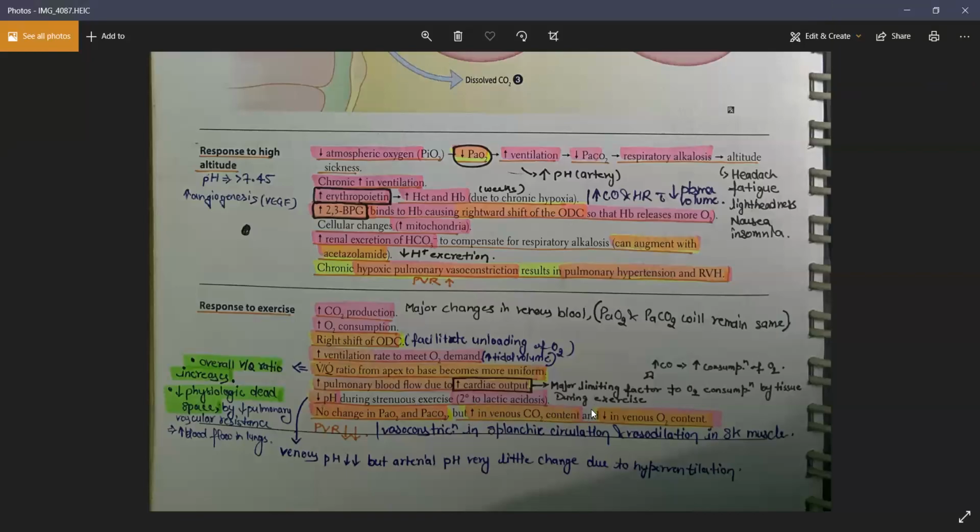Venous O2 content will be decreased because more extraction will happen. If more extraction happens, that means less oxygen content in the venous blood. So these are all the changes you will see with exercise. Any doubt, please ask.